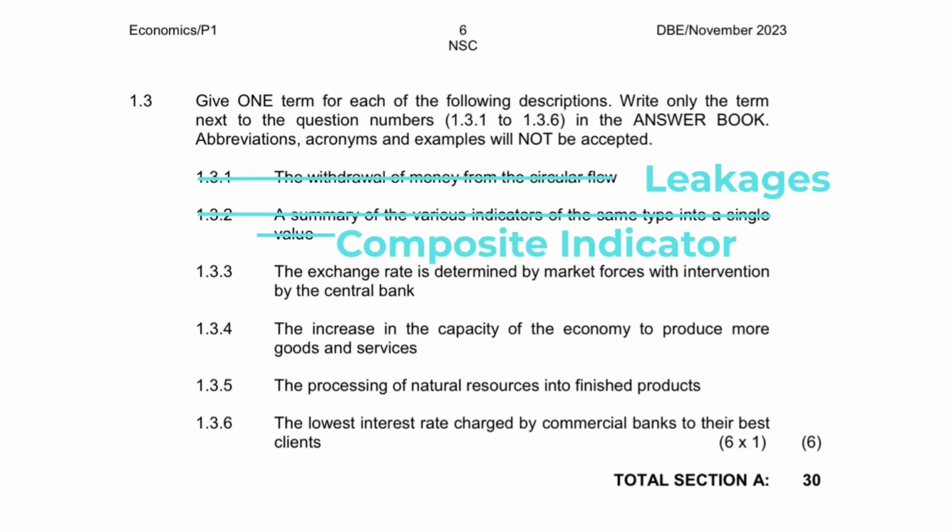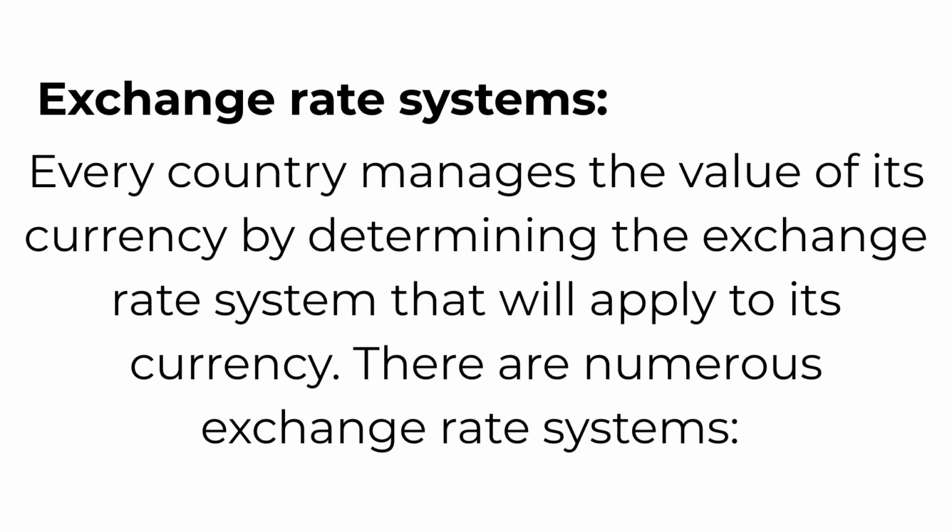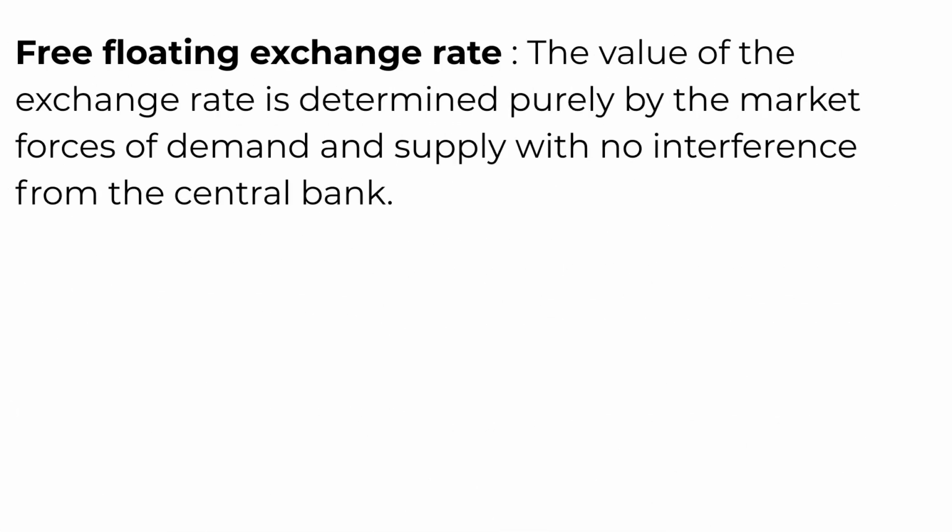1.3.3 states that the exchange rate is determined by market forces with intervention by the central bank. So let's break it down. We have an exchange rate system. Here every country manages the value of its currency by determining the exchange rate system that will apply to its currency, which is why there are numerous exchange rate systems. Number 1, we have the free floating exchange rate. This is where the value of the exchange rate is determined purely by the market forces of demand and supply with no interference from the central bank.